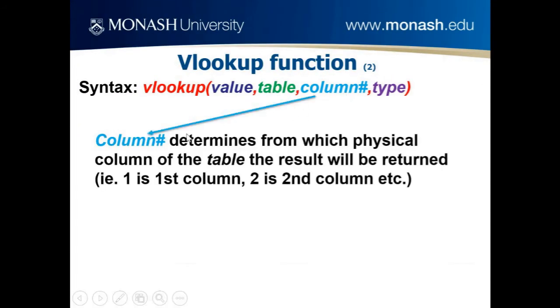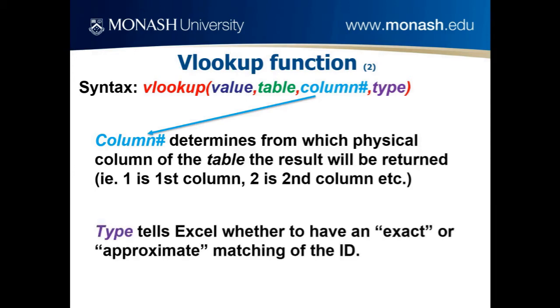The third parameter, column number, refers to which column Excel needs to return the value from. If the value you want to return is in the fourth column, you specify number 4. If it is in the second column, you specify number 2. Type refers to whether you want Excel to use approximate matching or exact matching. We're going to go over cases where we have these two types, exact and approximate.